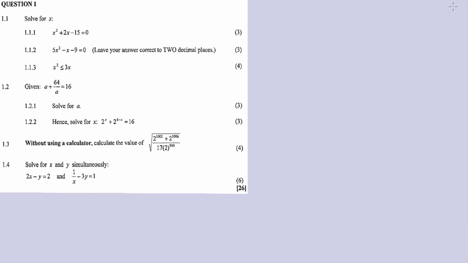In this recording sizobe sidiscussa ama-equations, i-algebra. So besikhuluma ngabu quadratic equations, simultaneous equations, quadratic inequality, nama-simultaneous equations, so on and so forth.